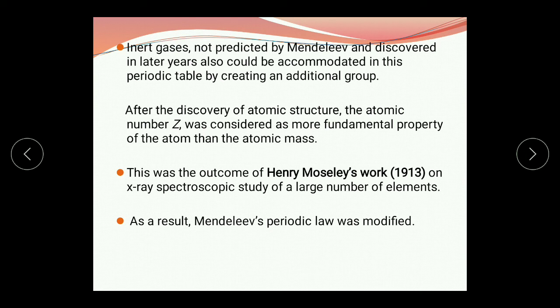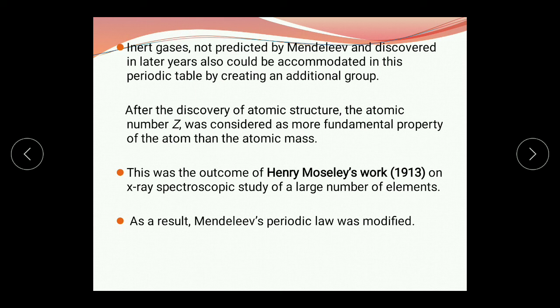And then it was found after the study of atomic structure that Z, that is the atomic number, which is also the number of protons as well as electrons, was the more fundamental property. Why? Because it doesn't change. It is the identity of that element. Atomic number is fixed. So when we say 17, it is chlorine. When we say 9, it is fluorine. Like that, that is the identity of that element.